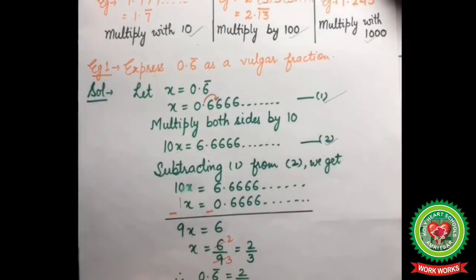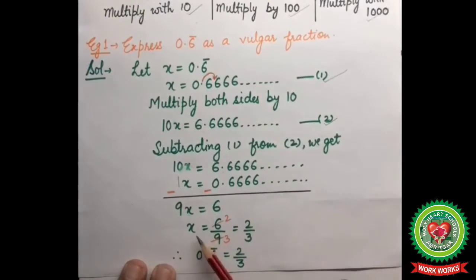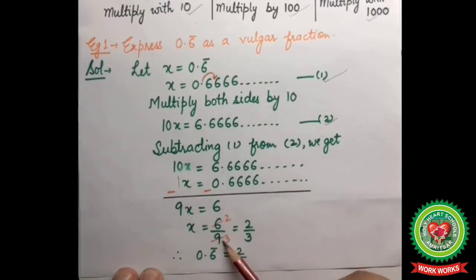So on shifting, we'll get x is equal to 6 upon 9. Now this is not in its simplest form, so we are going to do the cutting. So on doing cutting, we'll get x is equal to 2 by 3. So therefore 0.6 bar is equal to 2 upon 3. So let us discuss some more examples based on this topic.